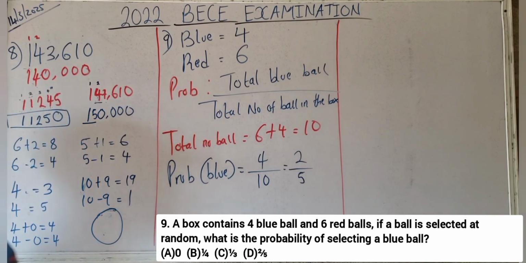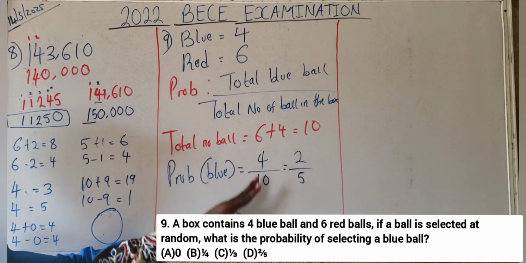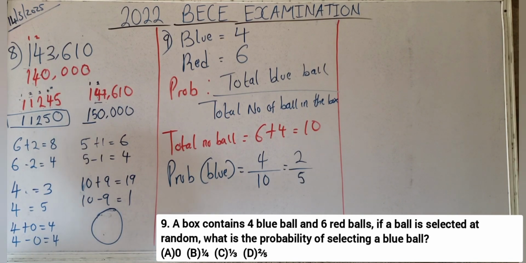Now let's interchange the question. Let's say you are asked to find the probability of selecting a red ball. What would be your answer? The answer will simply be the total number of red balls all over the total number of balls. The total number of red balls given in the question is 6. That means I'm going to have 6 all over the total number of balls, which is 10. So I'm going to have 6 over 10. Reduce it to the smallest form, you're going to have 3 over 5. Do you understand? It's as simple as that. Okay, so that is the solution to that question.